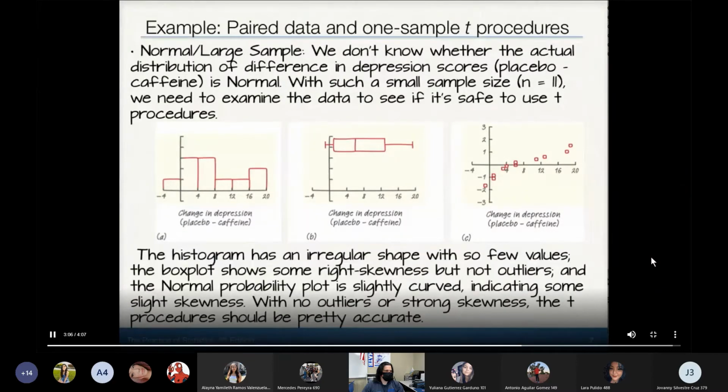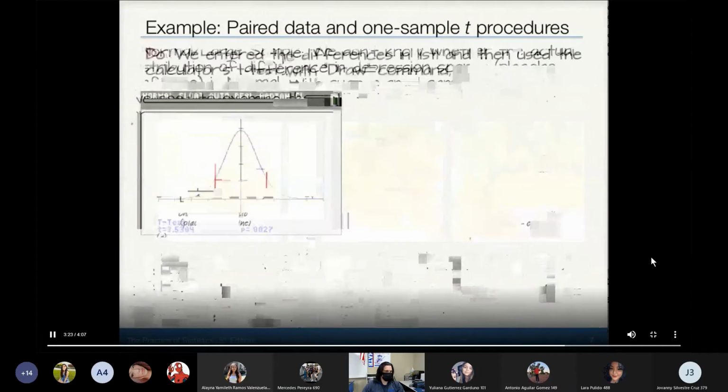The histogram itself does have an irregular shape with so few values. The box plot shows a little bit of right skewness, but no outliers here, and the normal probability plot is slightly curved, indicating there is some slight skewness. However, with no outliers and no strong skewness, the t procedure should be pretty accurate.